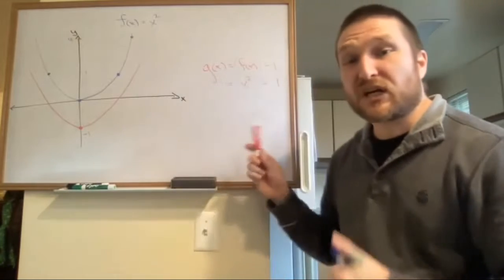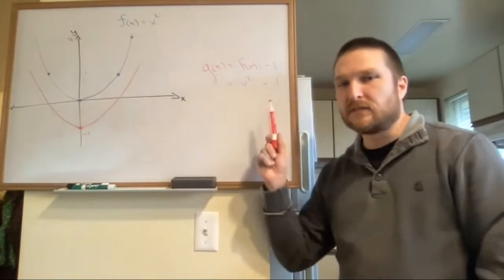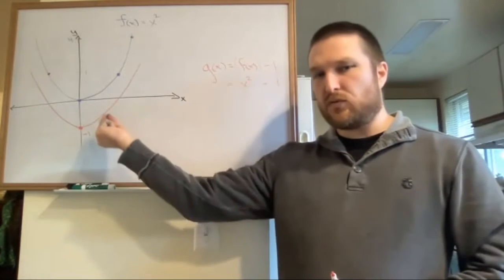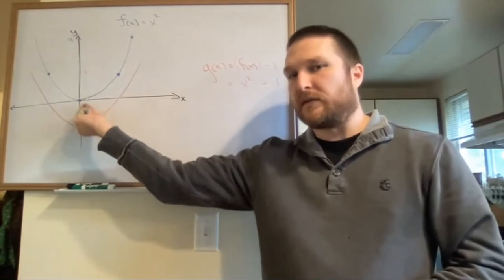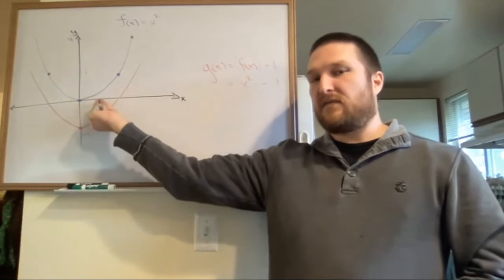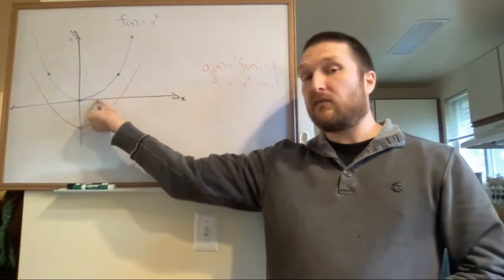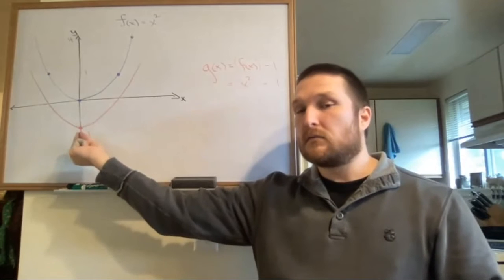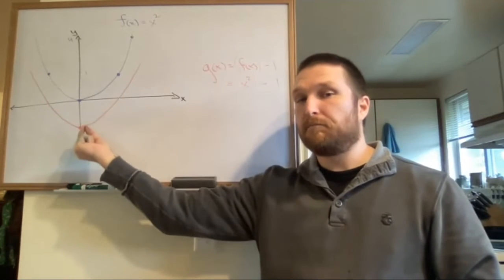So the conjecture was, well, I subtracted from the output. I saw what it did to the vertex. I took the old vertex, plugged it in, and this new function, f of x squared minus 1, said, well, you just take whatever it was, 0, and then you subtract off 1. So it should just drop down to -1.